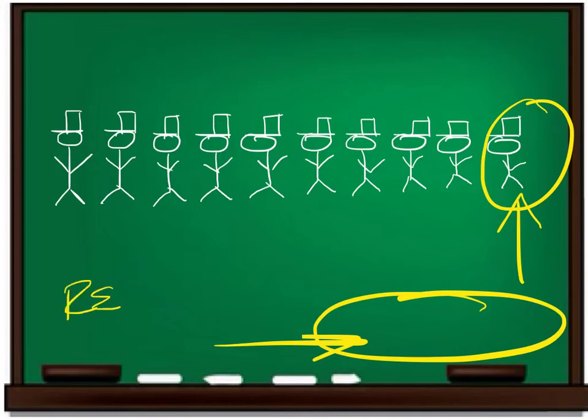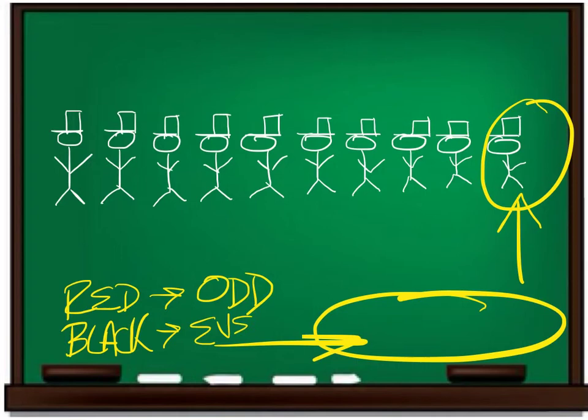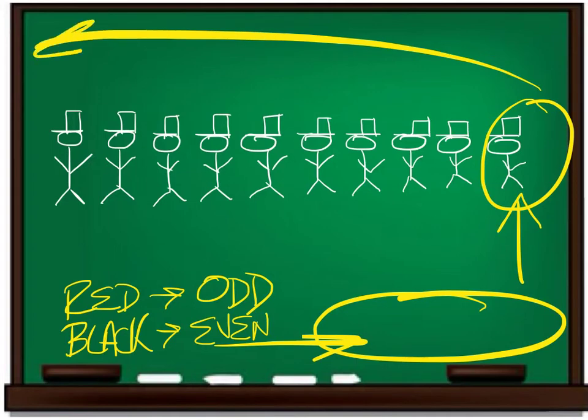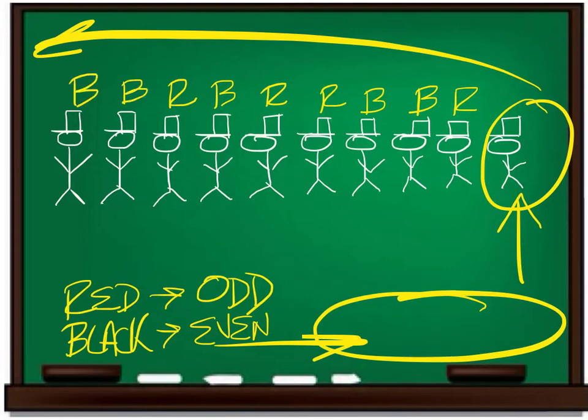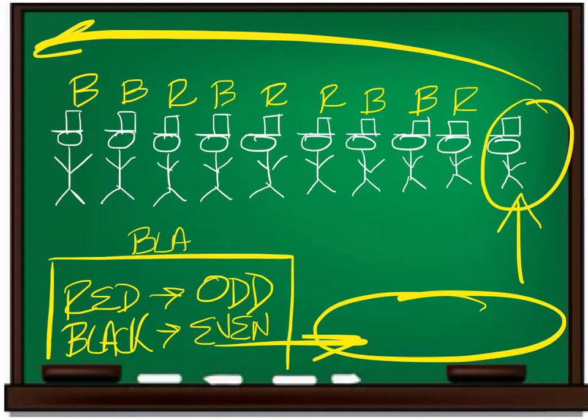If he says red, then that means he sees an odd number of hats in front of him. If he says black, then that means he sees an even number of hats in front of him. So let's say he looks out in the distance, and what he sees is this: red, black, black, red, red, black, red, black, and black. And he's going to determine this based on the number of black hats that he sees. So he's going to answer red or black based on the number of black hats that he sees.